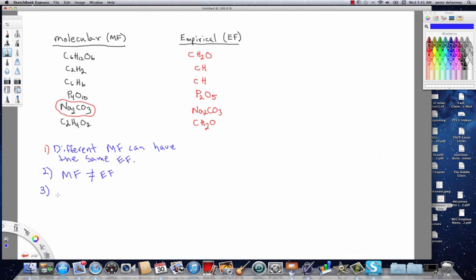All right, and the third thing is the MF, well, and I should stipulate that here. This is when we're dealing with covalent compounds. All right. Now, for an ionic compound, most of the time the molecular formula is going to equal the empirical formula, and that's when we're dealing with ionic compounds.